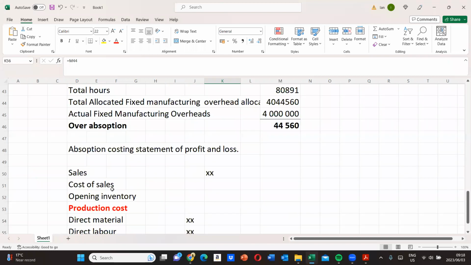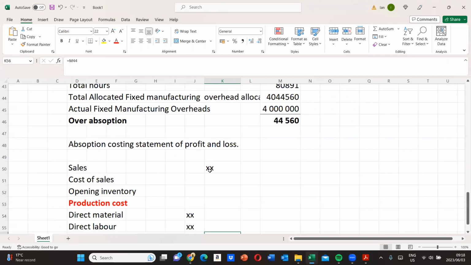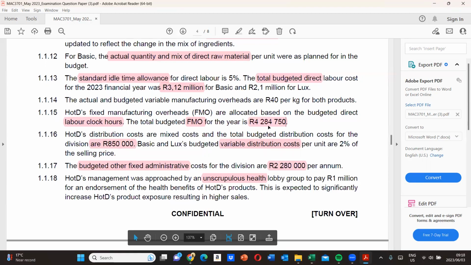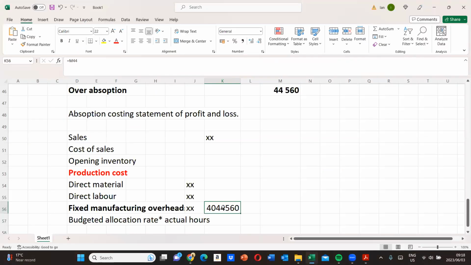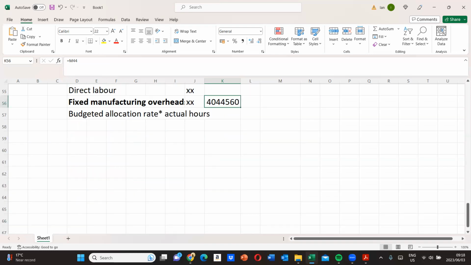We could have just taken that given amount, the 4,284,000, and used it there. Do you see that? So we don't use the budgeted, but we sort of flex it. We take the budgeted allocation rate per hour and multiply it with the actual units. Okay, perfect. So let's proceed to the next step now.